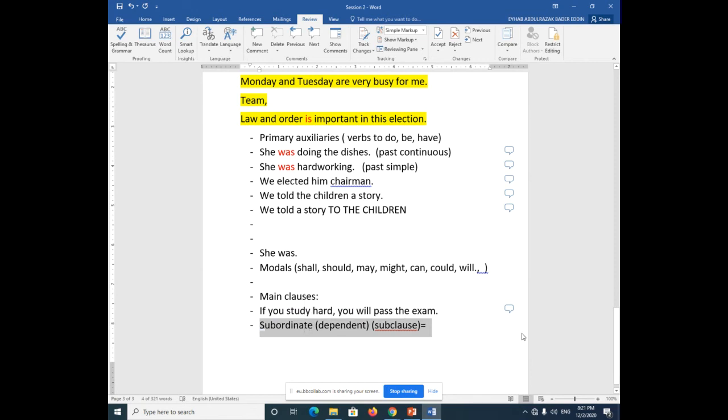So we call this a subordinate or dependent clause, or subclause. While if you said you will pass the exam and you stop, then this is a complete sentence. So this is a main clause, a main or independent clause. You see the difference? Okay.